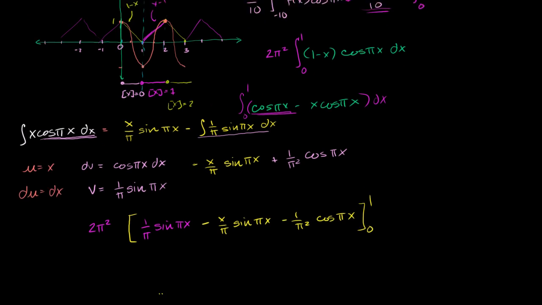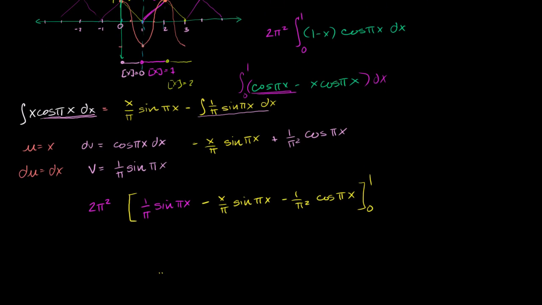So let's evaluate this. The first thing, we're going to have 1 over pi sine of 1 pi. Sine of 1 pi is 0. So you have 0 minus 1 over pi times sine of 1 pi again. That's again 0. Minus 1 over pi squared cosine of 1 pi. Cosine of pi is negative 1. Negative 1 times negative 1 over pi squared is plus 1 over pi squared. So we've evaluated it at 1.